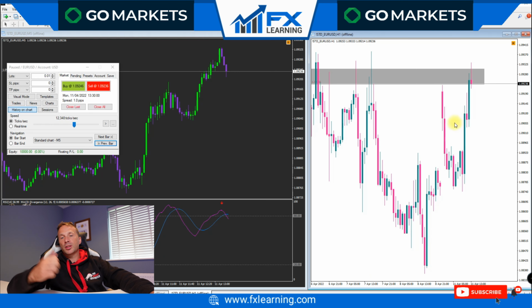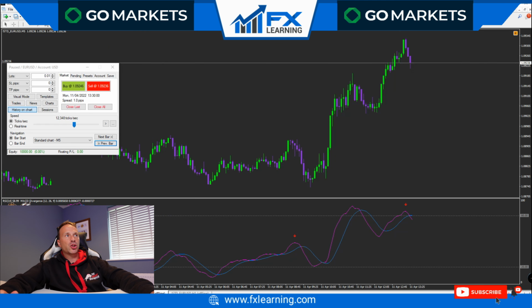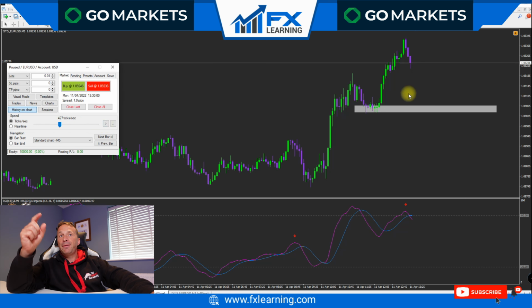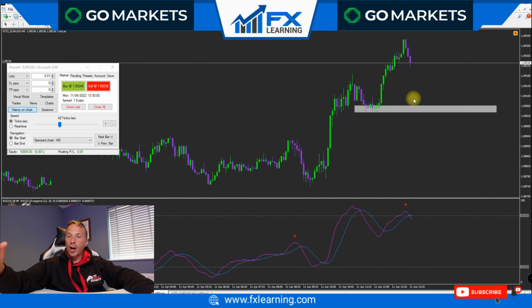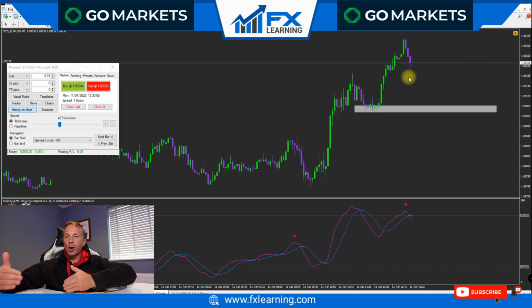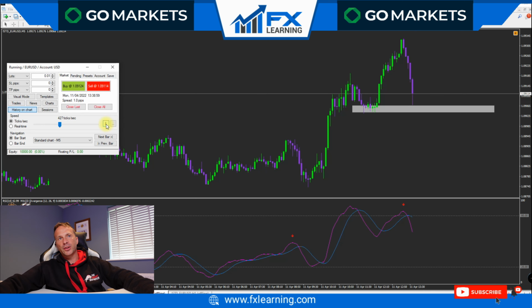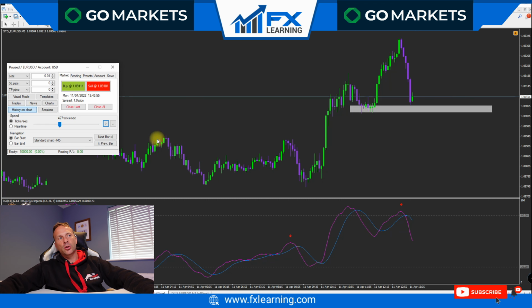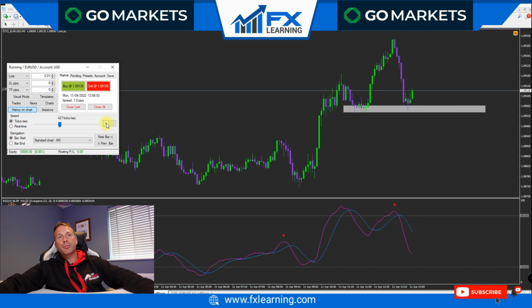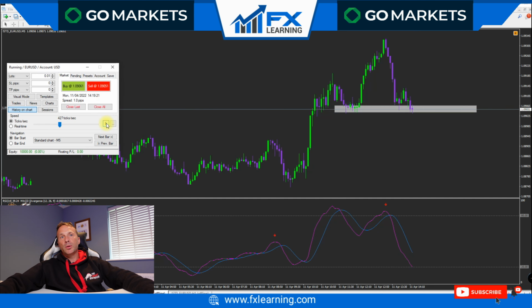So I've got divergences, I've got a resistance area now. What I want to do is wait for a change of character. So I'm marking up the previous low like that there, and I'm just going to wait for that level to be broken. If it doesn't get broken and it creates a higher high, we don't take the trade. If it gets broken, then we have a change of character, which confirms a trade with the trend. As you can see here, price comes down to the level and bounces off it. So until we break it, we don't know that we've got a change of character.